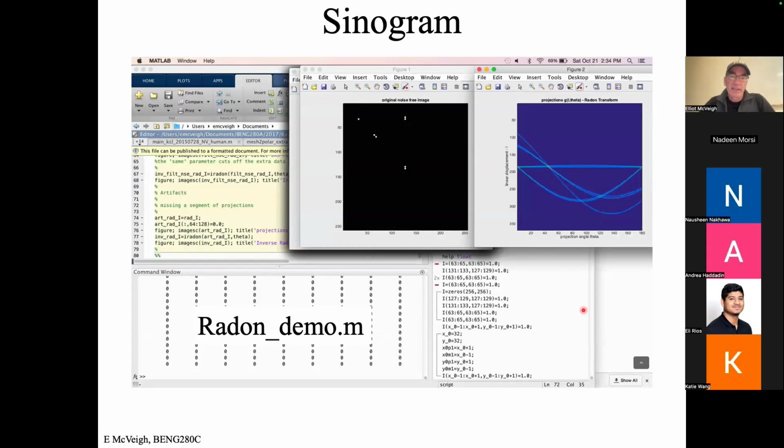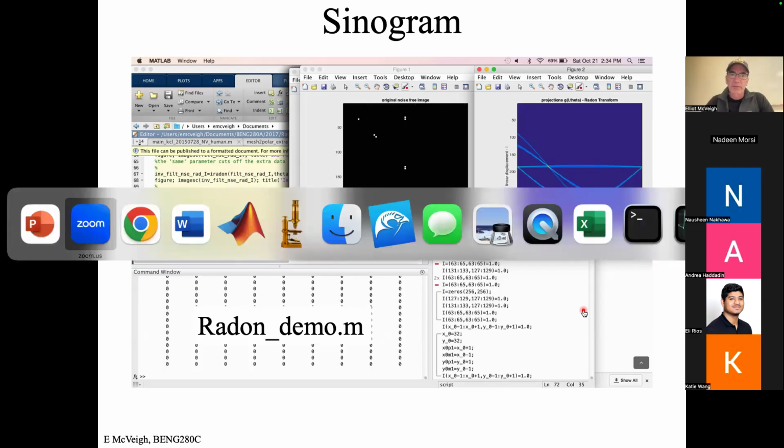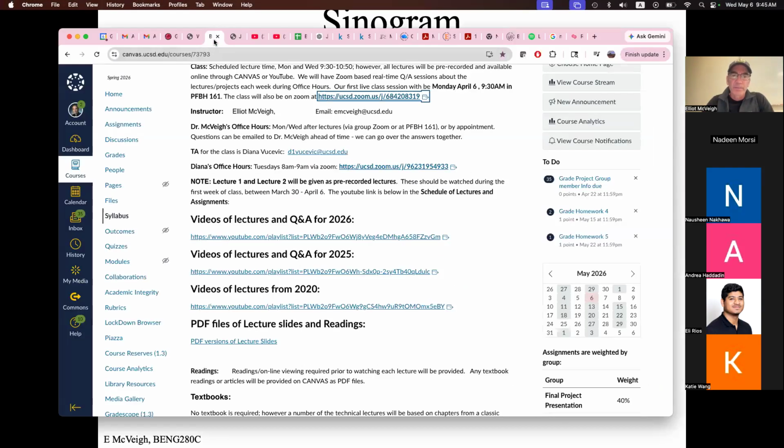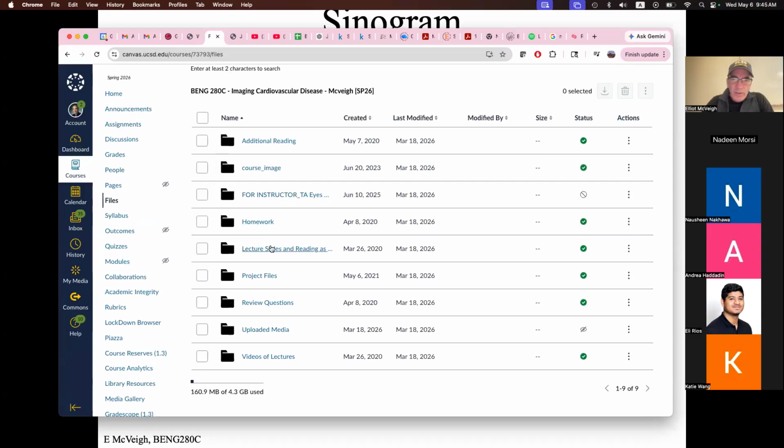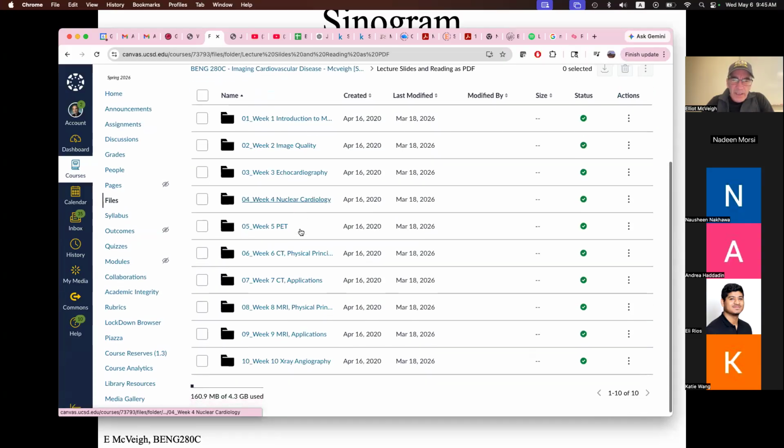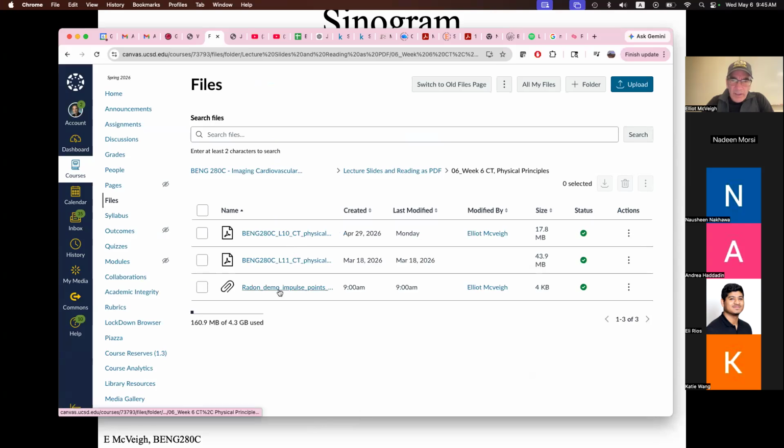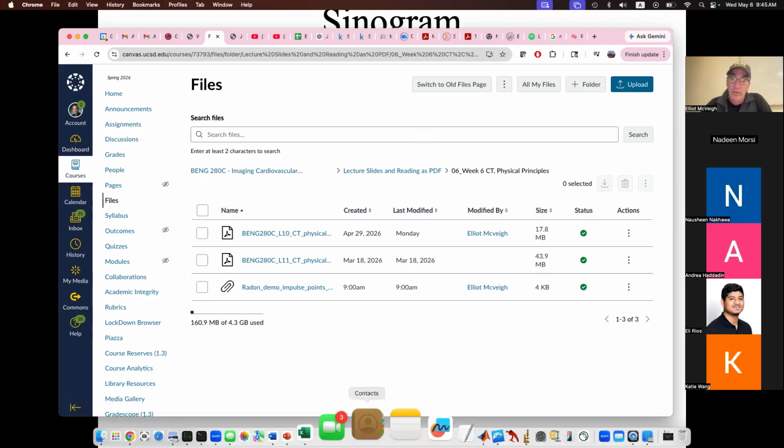I put in the lecture materials, under files, and then under the CT technical lecture, a MATLAB program. It's not called Radon Demo. I forget what it's called. Let me go take a look for it. It's under files. And then if we go to lecture slides, and I think it's here. Yes, Radon Demo impulse points. Okay, so this is a really simple MATLAB program that you can download and noodle around with to look at sinograms.